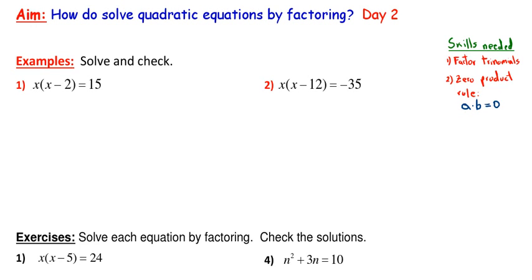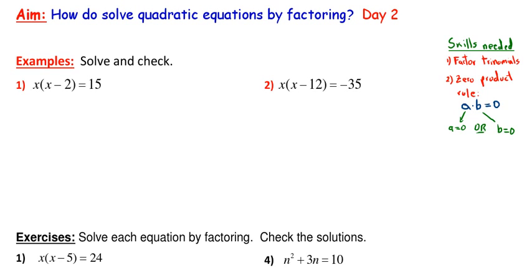This rule says that if you have two quantities that are multiplied to a product of 0, then the first quantity must be equal to 0, or the second quantity must be equal to 0. So if A times B is equal to 0, then A must be equal to 0, or B must be equal to 0, because that will be the only way to get this multiplication equal to 0.